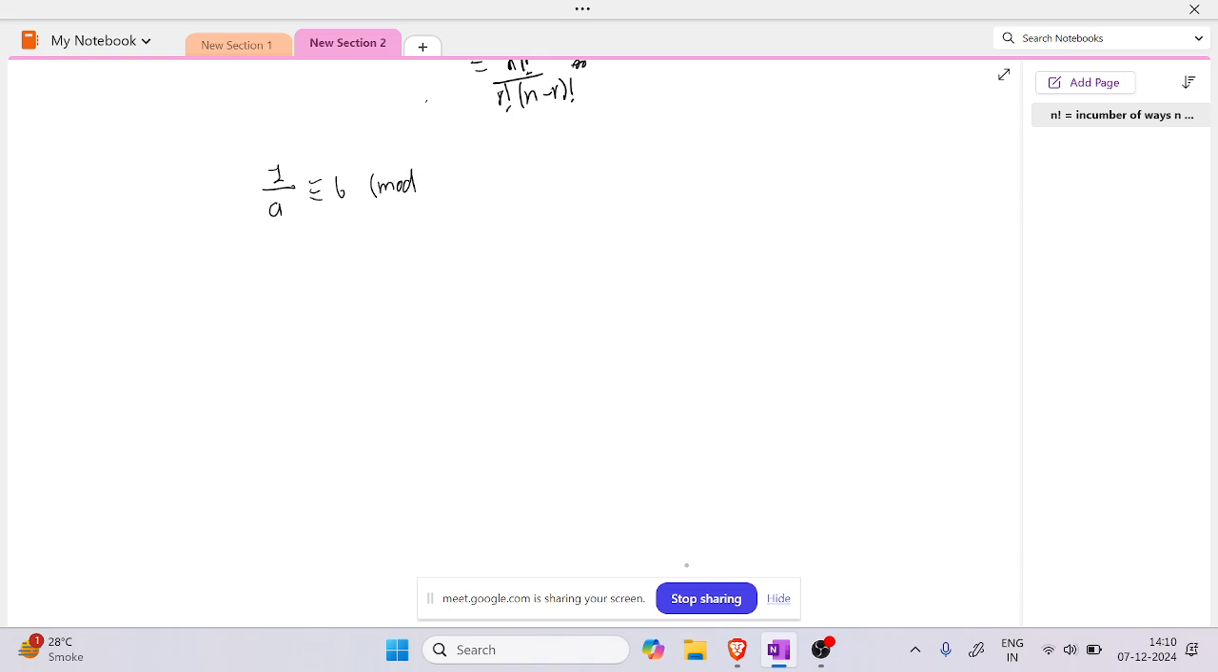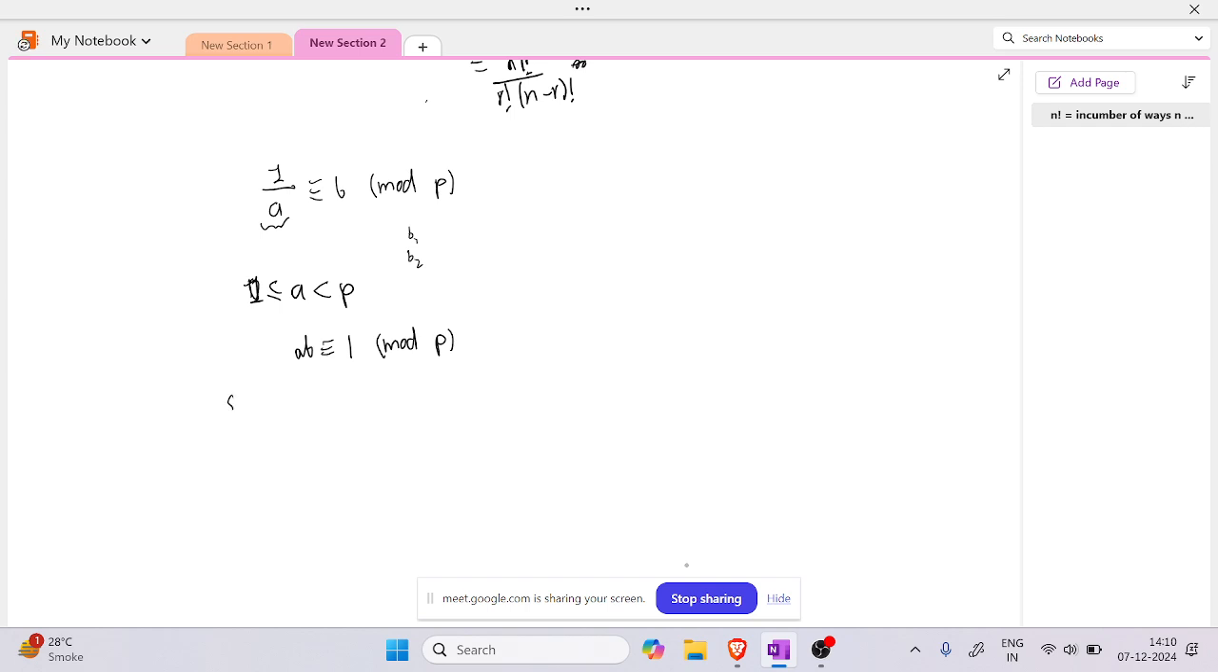So for any a, with 0 less than a less than p, you define the inverse as the unique number, and this is going to be unique because if there were two b's, say b1 and b2, you could equate them and get a contradiction. So we define 1 by a as the unique number b such that ab is congruent to 1 mod p, and you can show that this always exists.